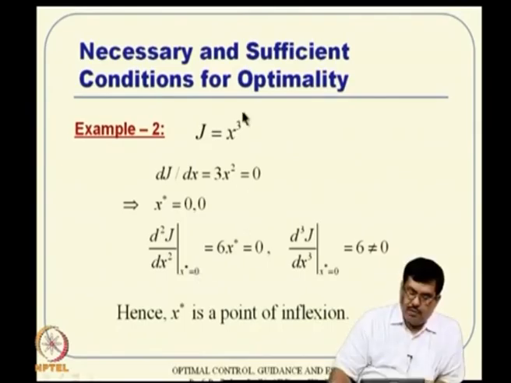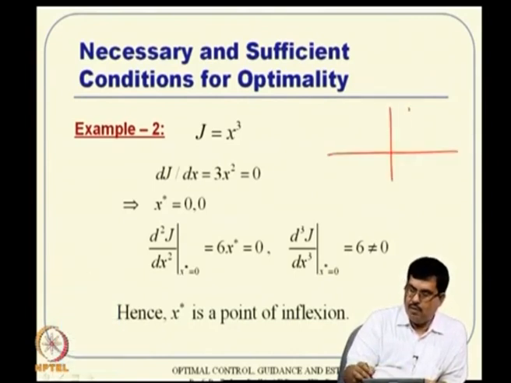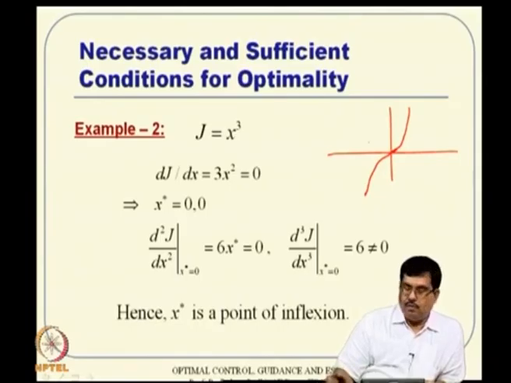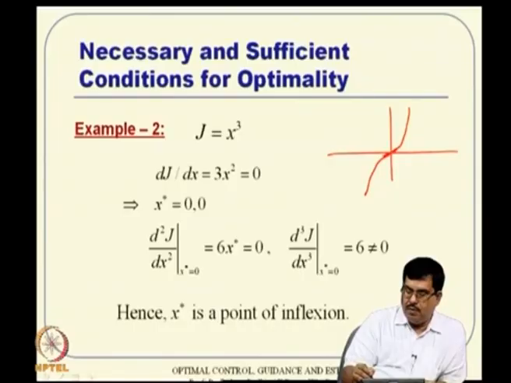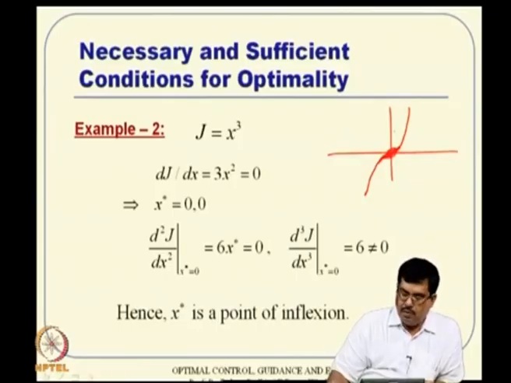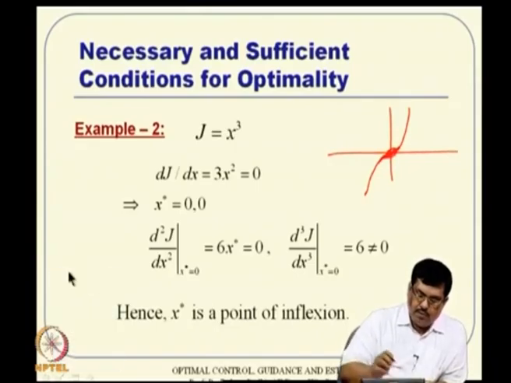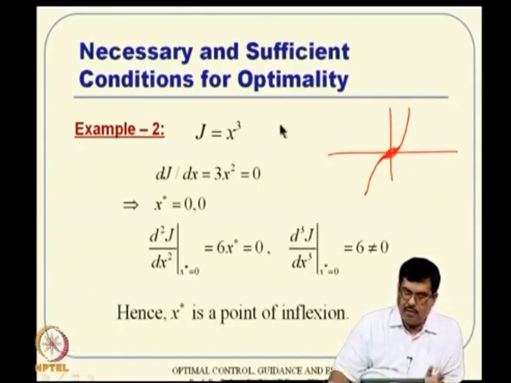Now, example 2, what if j is just x cube? Remember x cube, what is the type of plot, x cube is something like this; if it is positive, it is positive, if it is negative, it is negative. So, here we have a point of inflection really, that means at 0, on one side the function turns out to be increasing, and on the other side the function turns out to be decreasing. So, we know that it is a point of inflection. Now, whether our analysis tells that or not, let us see.